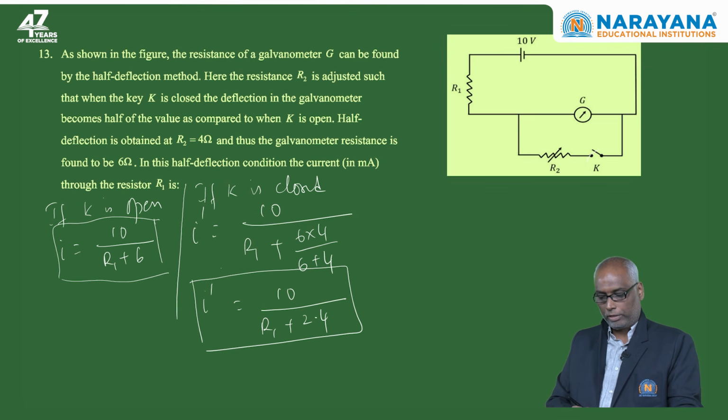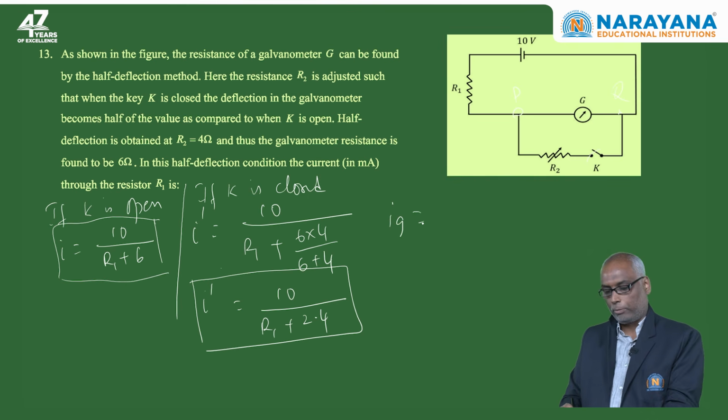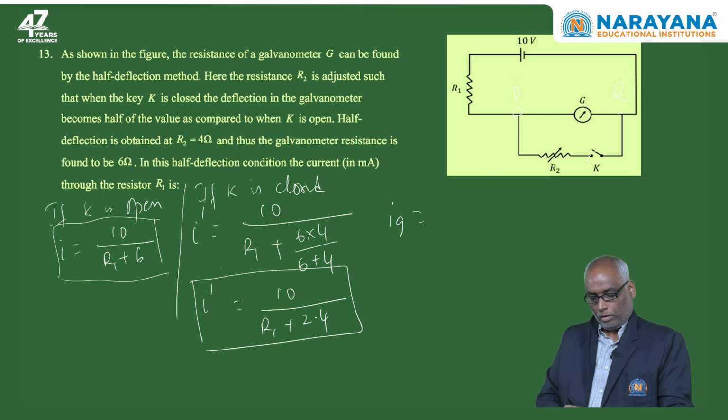So how do we find out the current through the galvanometer? Between these two points P and Q, the resistance R2 and the galvanometer are connected in parallel. So the reading through the galvanometer is Ig. Because they are in parallel, the potential differences will be equal. When potential differences are equal, I can say Ig divided by the resistance through the galvanometer is the fraction of the current flowing through the galvanometer, and the resistance is R2.